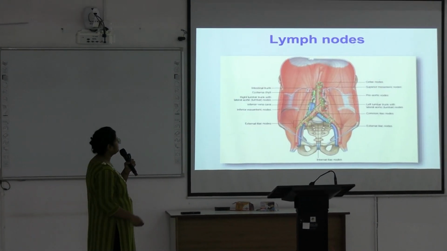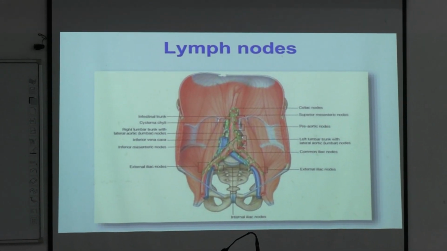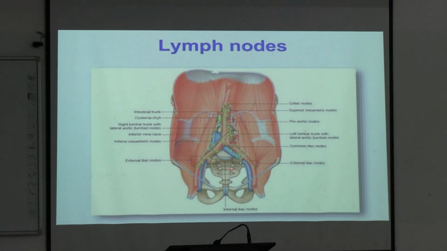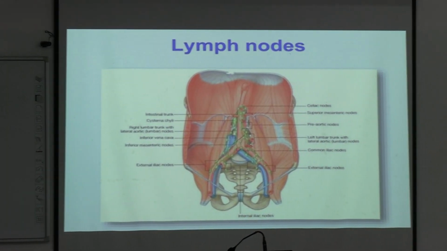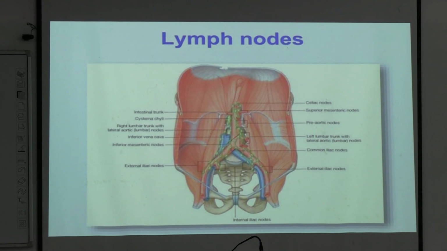Next, see here, this is pre-aortic nodes. These are the para-aortic nodes, and these are lying along the common iliac and external iliac and internal iliac arteries. So these are named as common iliac group, external iliac group, internal iliac group of lymph nodes.